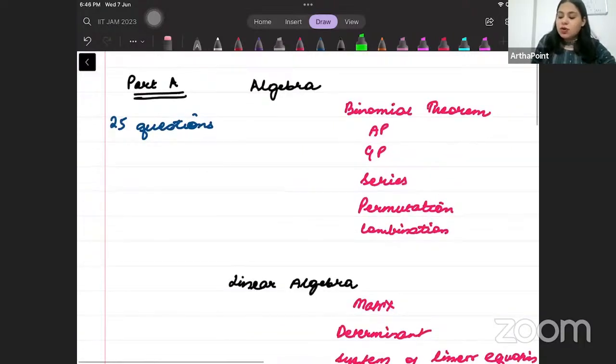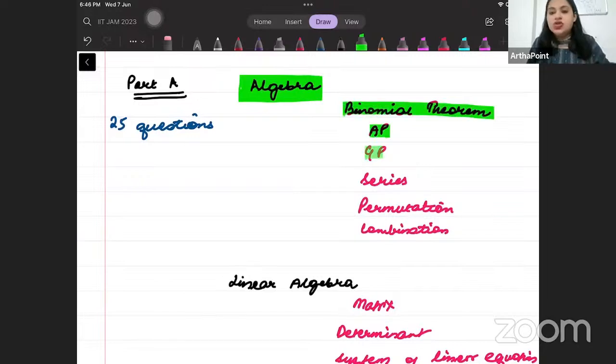When I talk about algebra, the things that you have to do will be binomial theorem, AP, GP. So basically all sequence and series questions. For example, in the sample paper, there is a question which says, find the sum of the infinite series. So such kind of questions can come in the exam, and you have to focus on that also.